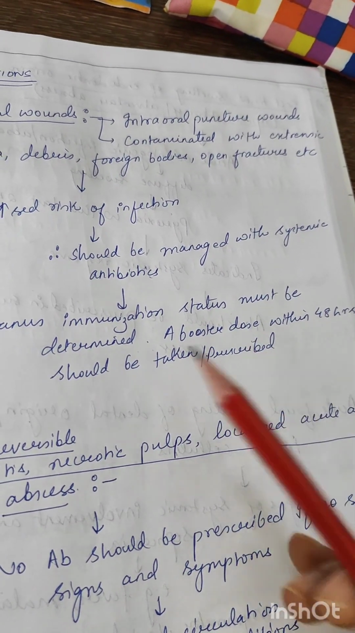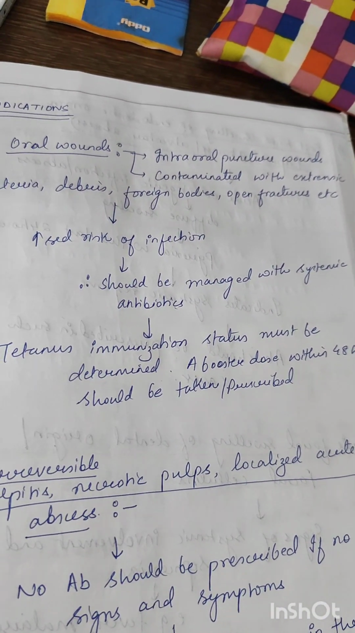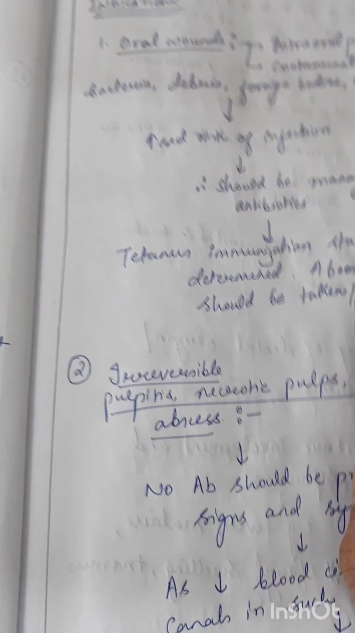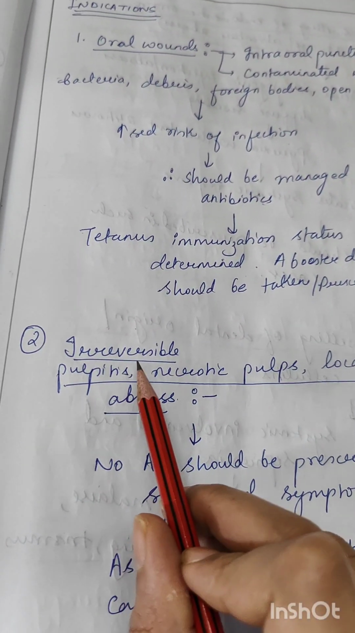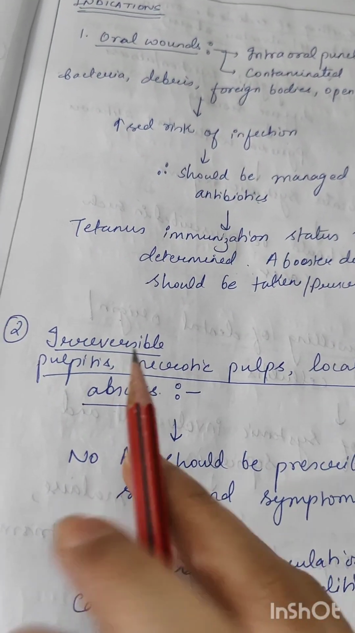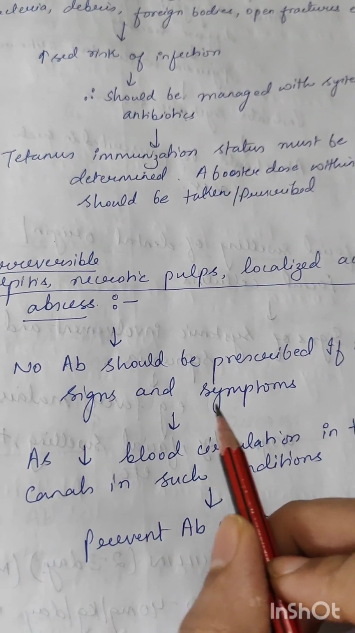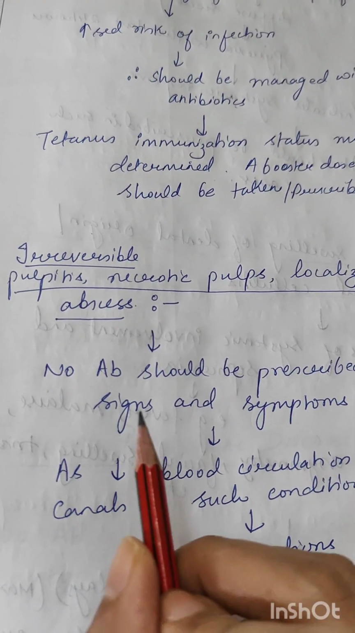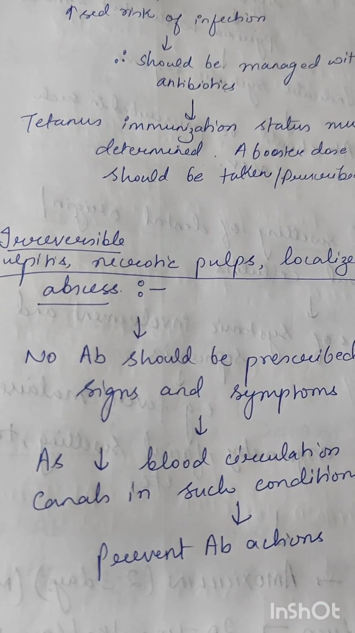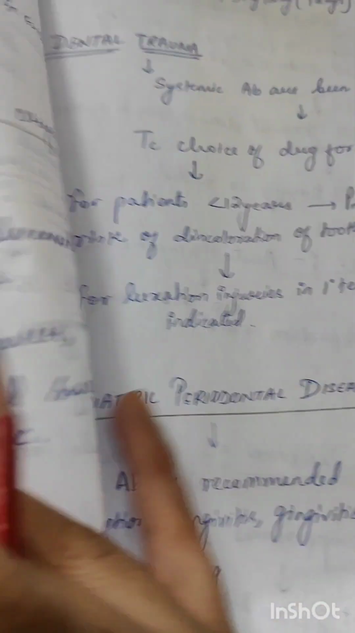If tetanus immunization status is not determined, then a booster dose within 48 hours should be prescribed to the patient. In cases with irreversible pulpitis, necrotic pulp or localized acute apical abscess, no antibiotic should be prescribed if no systemic signs and symptoms are present, as there is a lack of blood circulation in the root canal in such cases, so there will be no use of giving antibiotics, as they won't show any action.